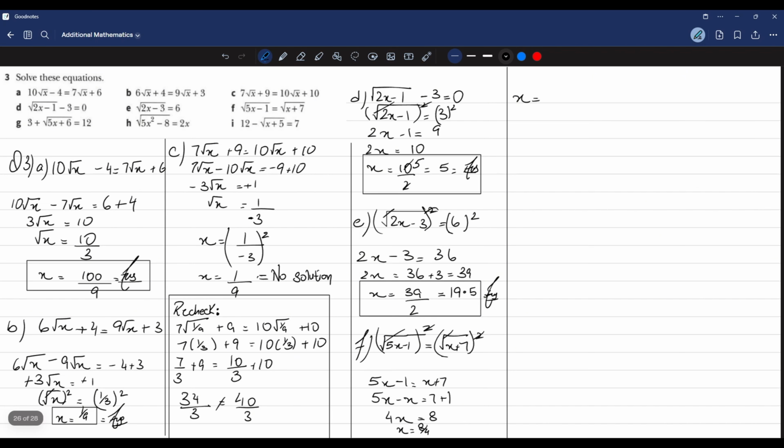And simple as that, x equals 2. And that's our answer for part F. Simple as that. x equals 2. Then we have part G, 3 plus under root 5x plus 6.